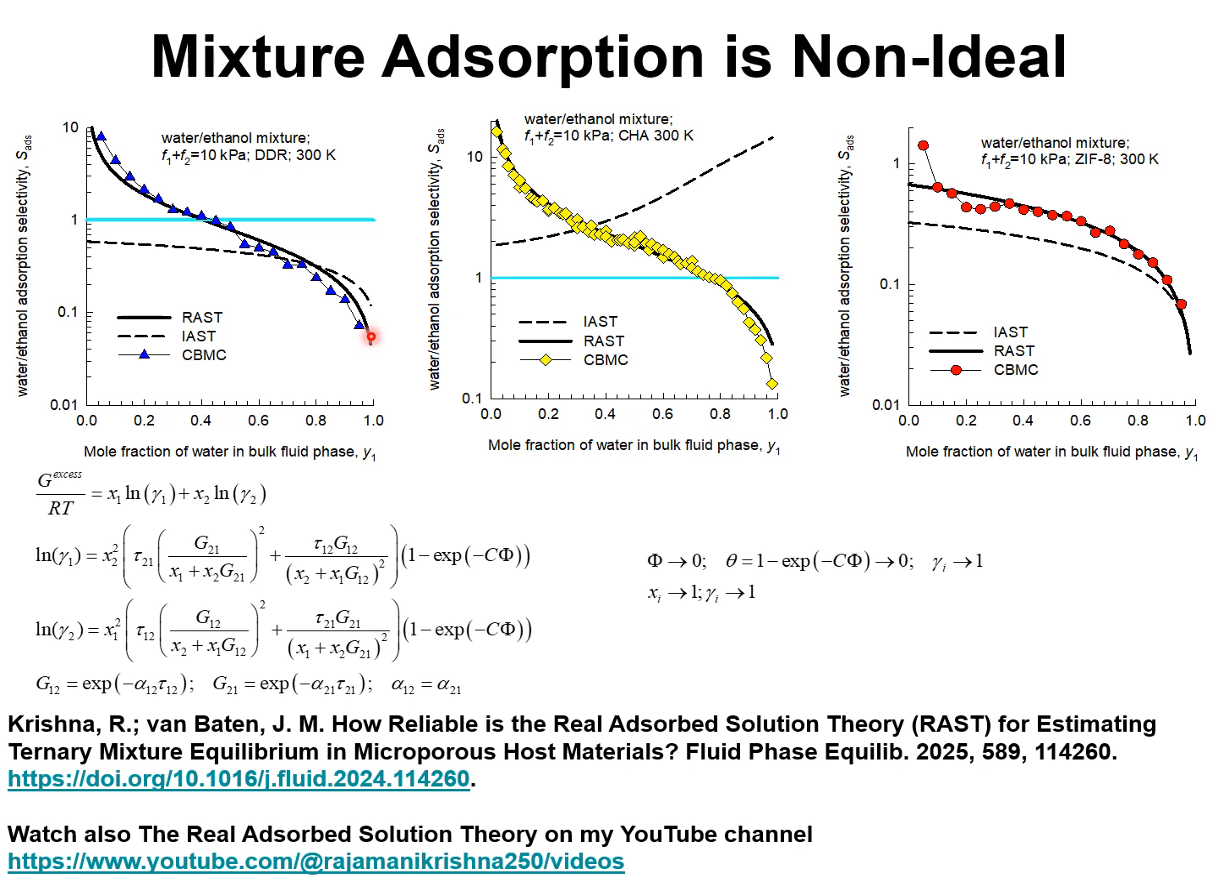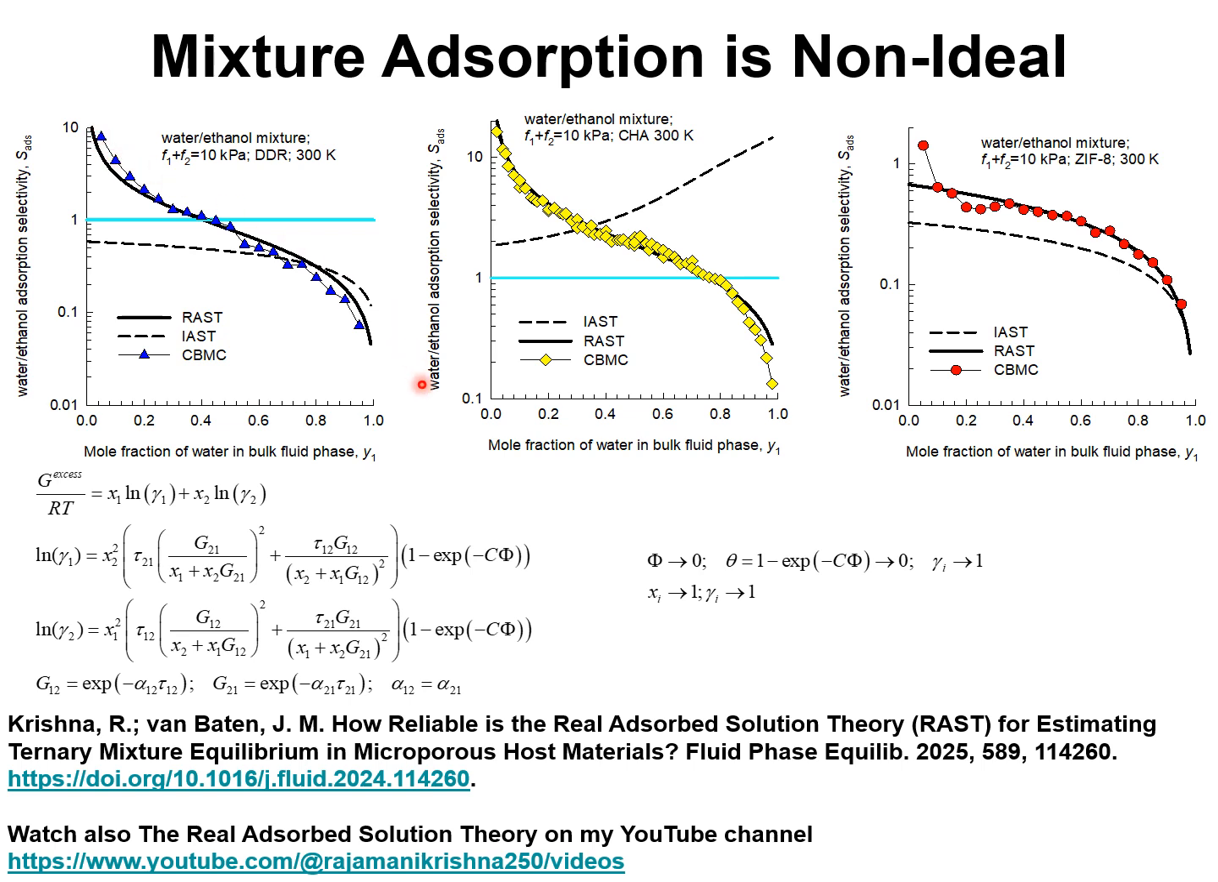The blue triangles are the CBMC simulation data for water-ethanol adsorption selectivity as a function of mole fraction of water in the bulk mixture. We see that for concentrations of water in the bulk mixture less than about 10%, the adsorption is strongly in favor of water. When the feed mixture becomes increasingly richer in water, the adsorption selectivity is in favor of ethanol. So we have the formation of a water-ethanol azeotrope in the adsorbed phase.